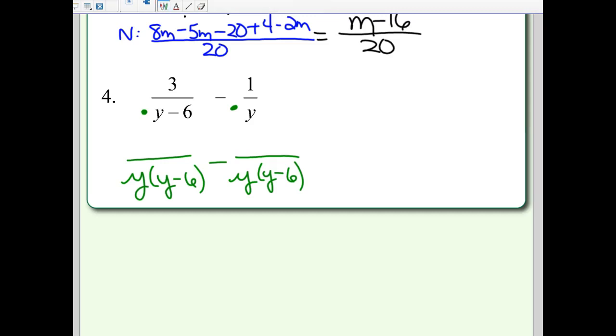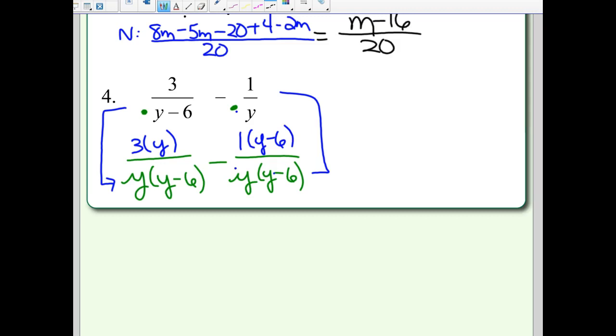So now, let's make our equivalent fractions. Between here and here, what are we going to multiply 3 by? Well, we've got the y minus 6, so we're going to multiply by y. And then in the second fraction, I've got the y, but I'm missing the y minus 6, so it's going to be 1 times y minus 6. Now, did you realize we're subtracting?